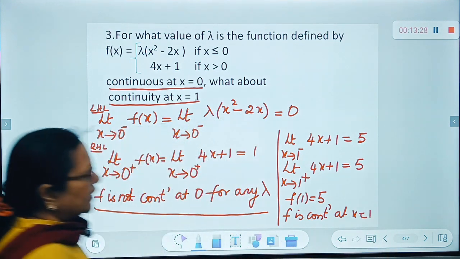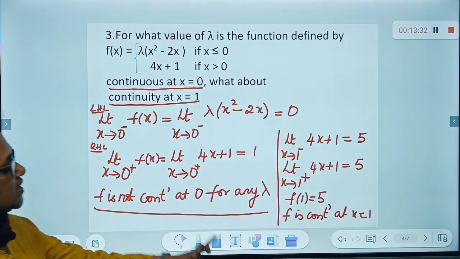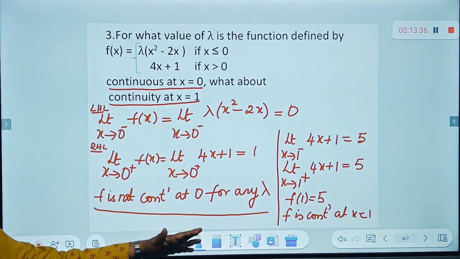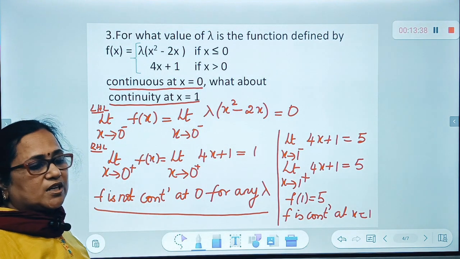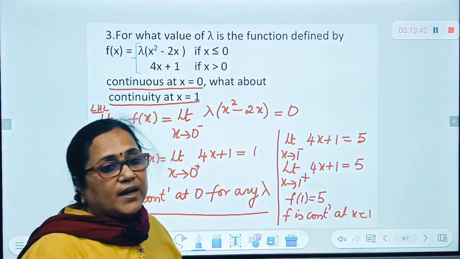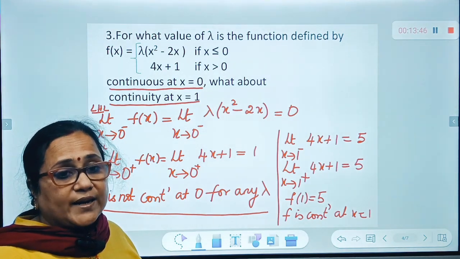It is not continuous at x equal to 0 for any value of lambda, whereas it is continuous at x equal to 1. Lambda does not change the fact that f is continuous at x equal to 1. It has no bearing on the continuity of the function at x equal to 1.